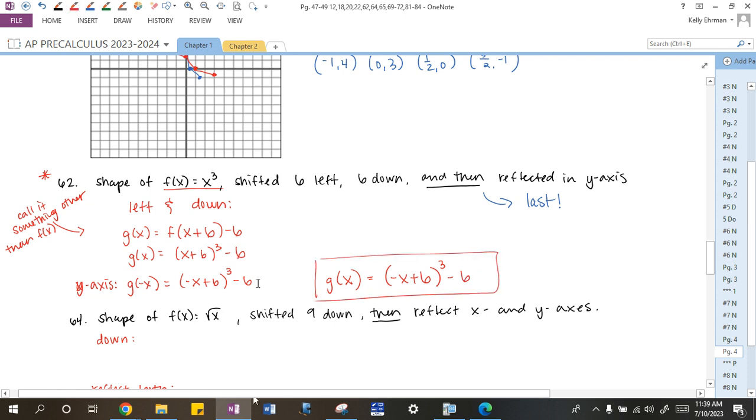And you can check these on a graphing utility. Graph x cubed, graph this equation, and see if it has done all of the things, like could you shift that left, down, and then wherever it is, flop it across the y-axis, and would it land where it is on your screen?